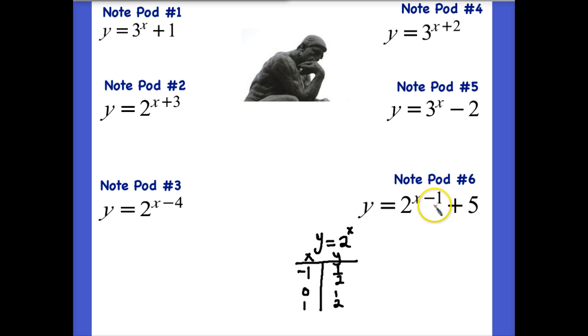So if I identify my transformations, I know I'm going to shift right 1. That means I'm going to add 1 to all my x values, because shifting right and left is an x. And then I'm going to add 5 to all my y values. So I'm going to do y plus 5, like this. So -1 plus 1 equals 0, 0 plus 1 equals 1, and 1 plus 1 equals 2.